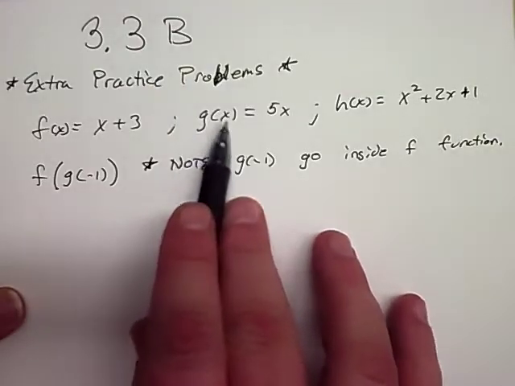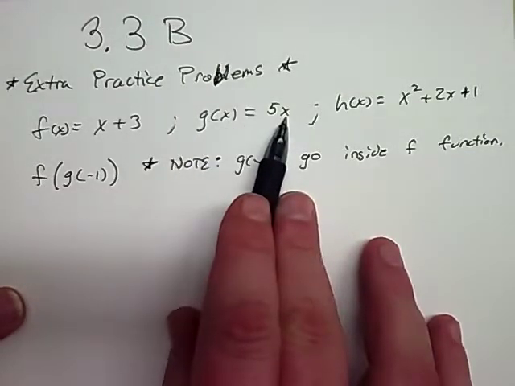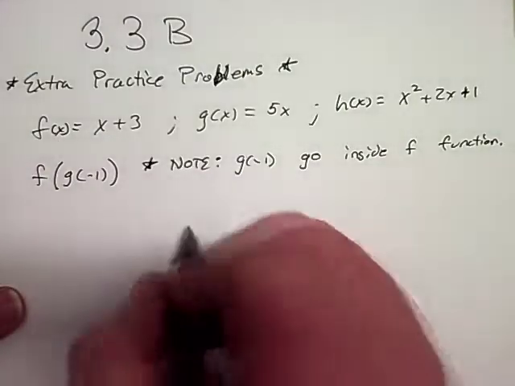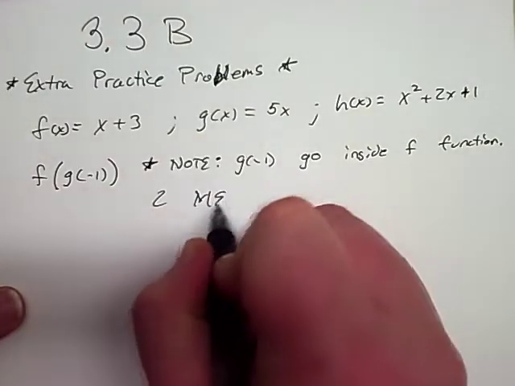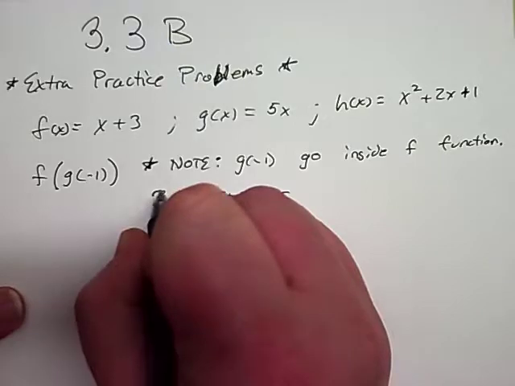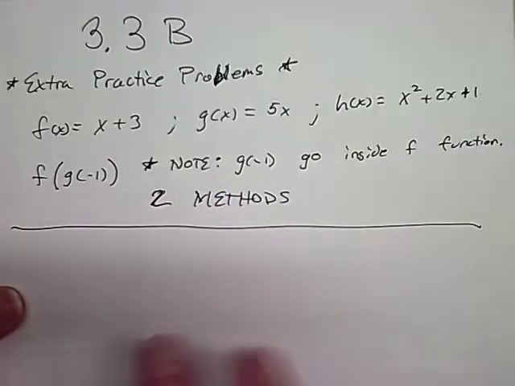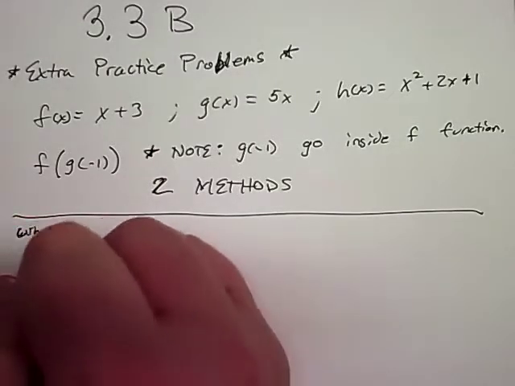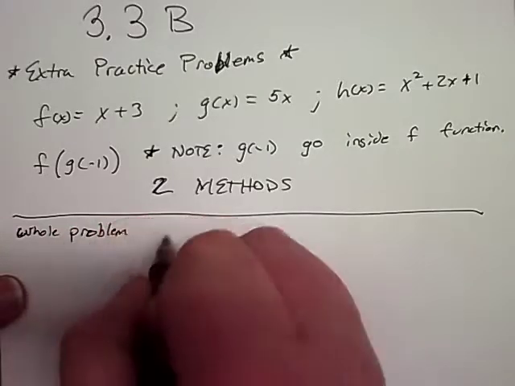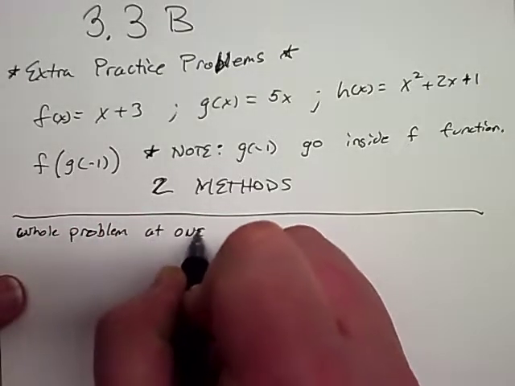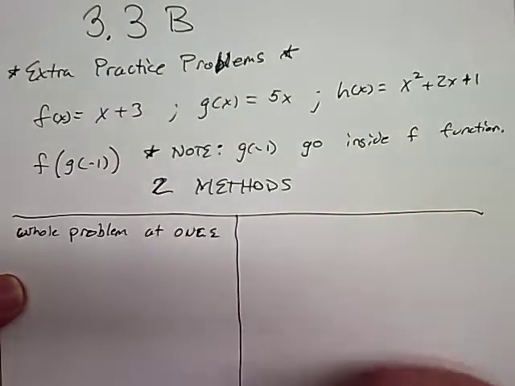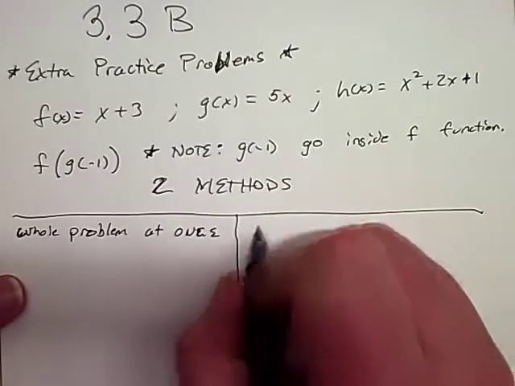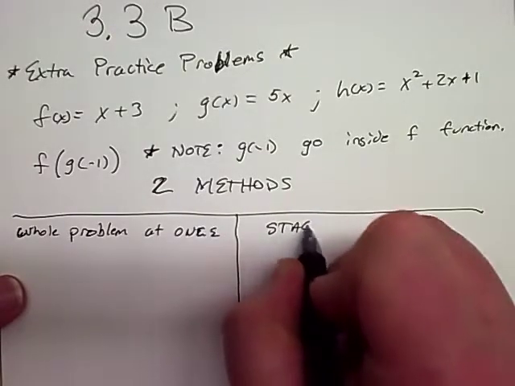So that means I'm going to do g of -1, which means I have to replace this x with -1, and then the whole thing's going to go in here. Well, what does that look like? Well, I'm going to show you two separate methods. The first method is where we do the whole problem at once. The second method is going to be in pieces. So we're going to do the problem in pieces, or stages. I'm going to call it stages.